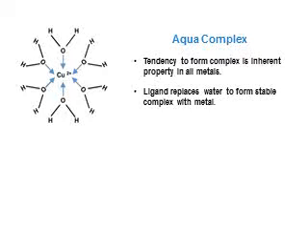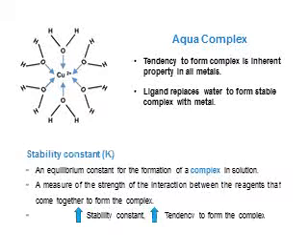So the term stability must come with a constant, which is called the stability constant, or K. What is K, the stability constant? It is an equilibrium constant for the formation of a complex in solution, or a measure of the strength of the interaction between the reagents that come together to form a complex.